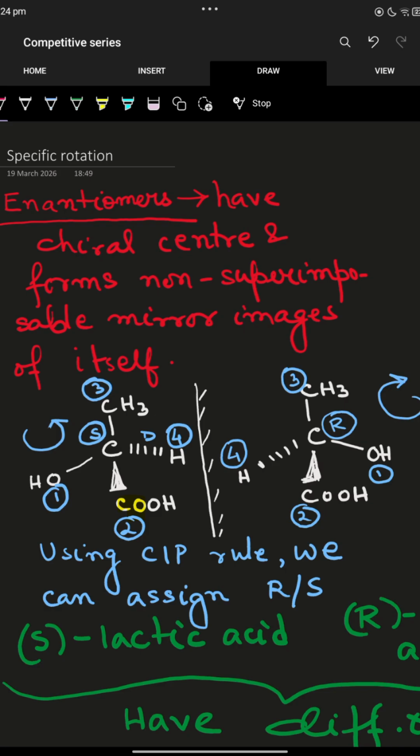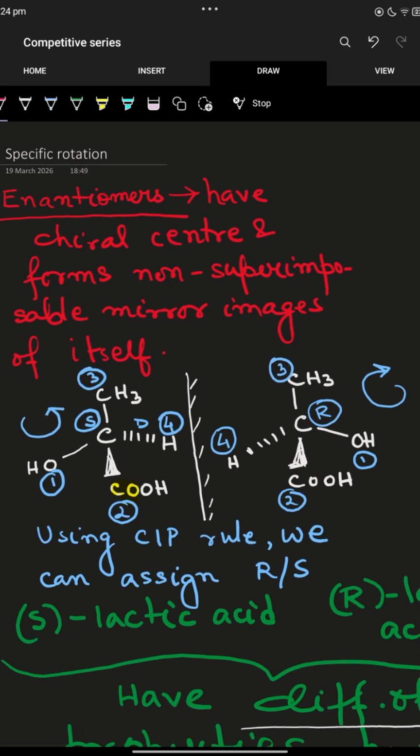The topic is specific rotation. Not only that, we will cover enantiomeric excess as well. For knowing specific rotation or optical activity, we need to know what an enantiomer is.